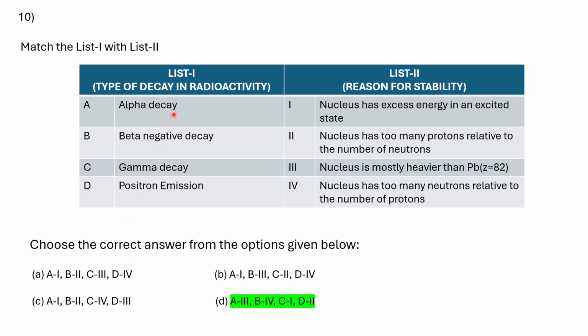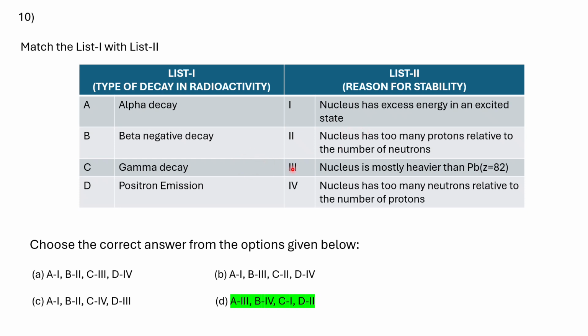Here some radioactive decays are given, and here the reason for stability. Alpha decay always happens for higher Z particle, and so, not option, but yeah, the third part, nucleus is mostly heavier than Pb, that is Z equals 82. Then बीटा नेगेटिव में क्या होता है, Z से होता है Z plus 1.